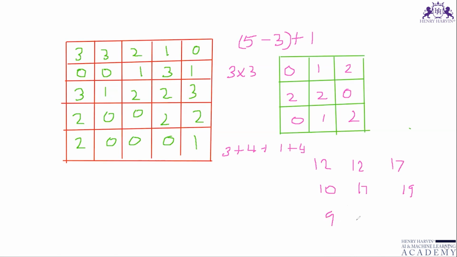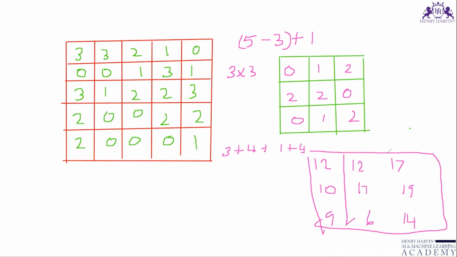So 9, 6, 14, right? So this is the feature map I'm getting, 3 cross 3. Randomly we will check something. 17 means what will happen? So this will be 1, 2, and then this will be the third one, right? So this and this one. Let's do a random check whether we are getting 17 now.